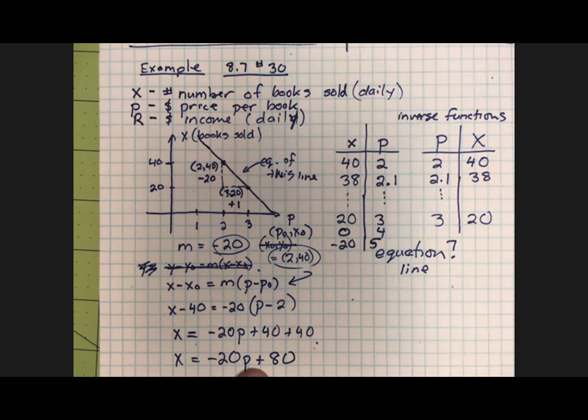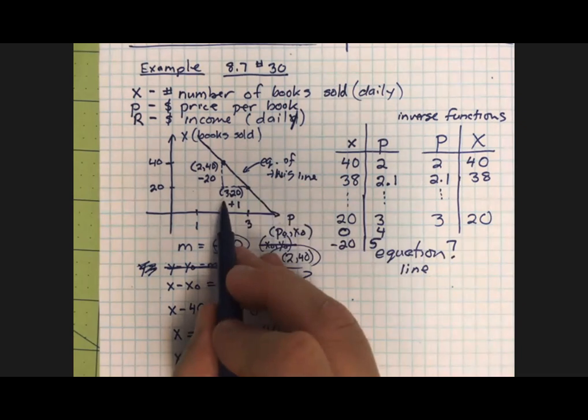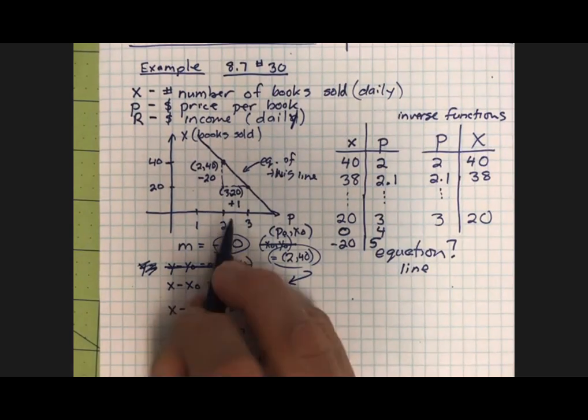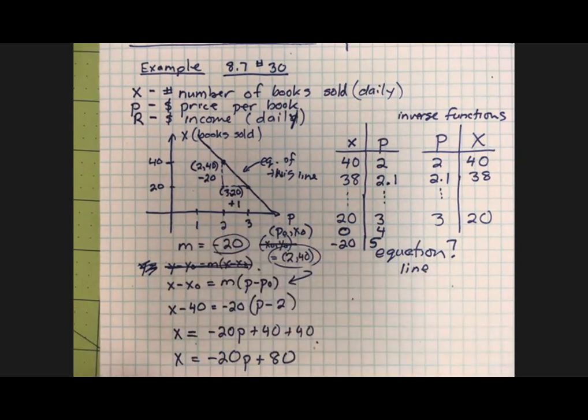Do I have the right line? Let's try a 3 in there. What if p was 3? What does that predict? If p is 3, this is negative 60. 80 minus 60 is 20 books sold. Yes, that matches my line.